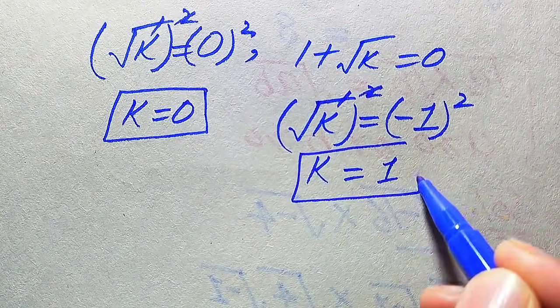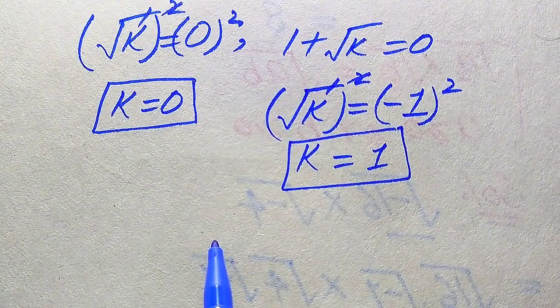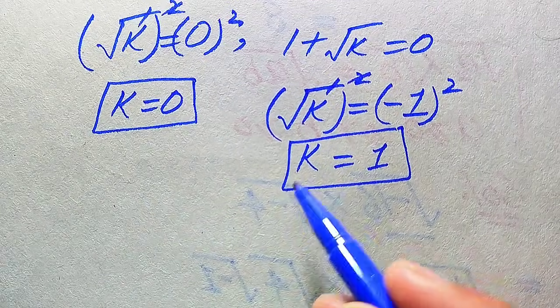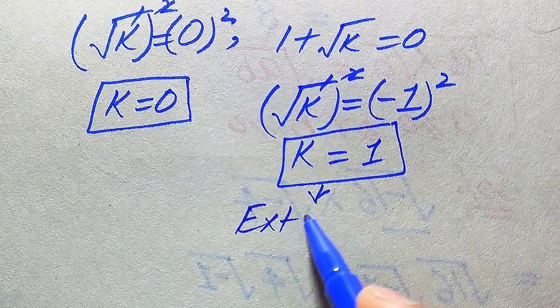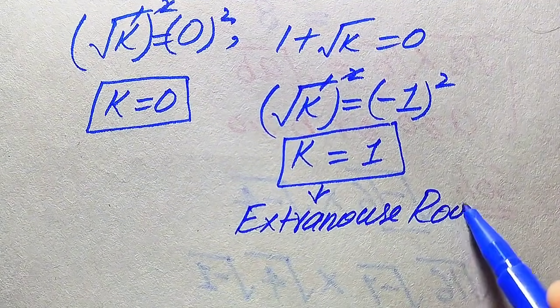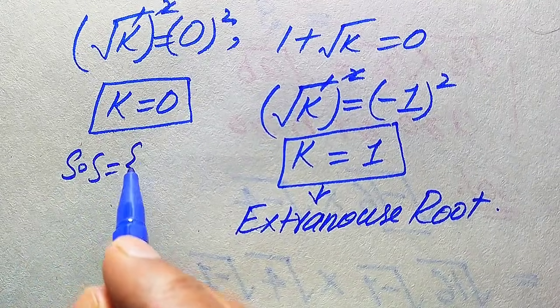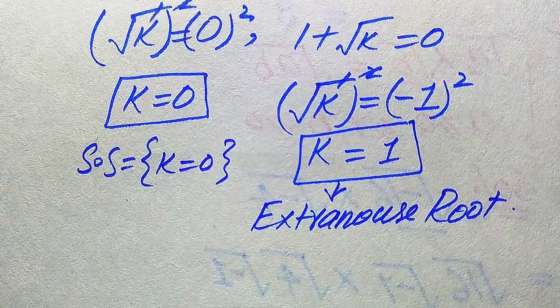The square and square root are gone, and we get k equals minus 1 squared, which becomes plus 1. So in the second method, we again get these two roots of the given equation, but in the first method we already verified that k equals 0 is the solution and k equals 1 is the extraneous root. So k equals 1 is the extraneous root because it does not satisfy our given question statement, and k equals 0 satisfies our given question statement, so we call k equals 0 the only solution set of the given equation.